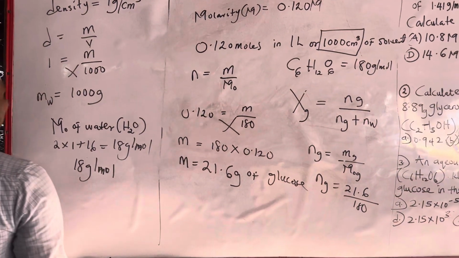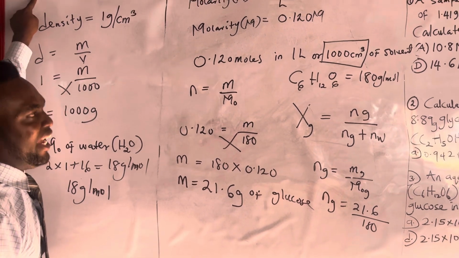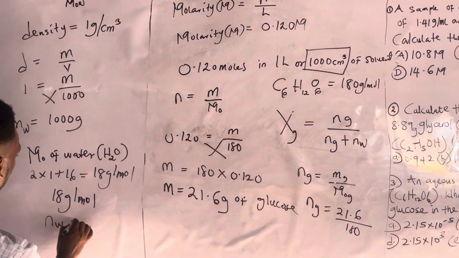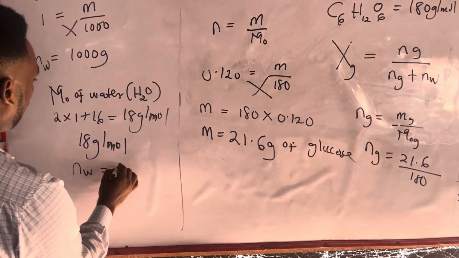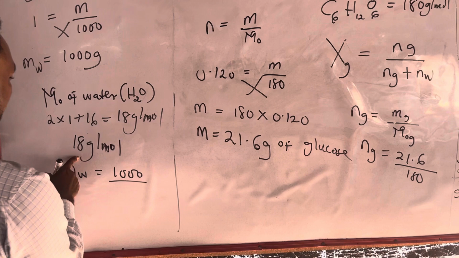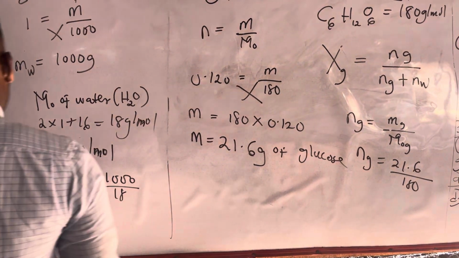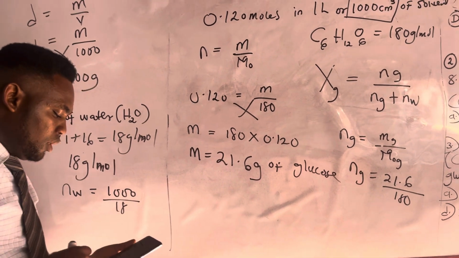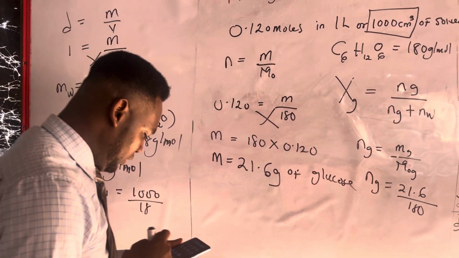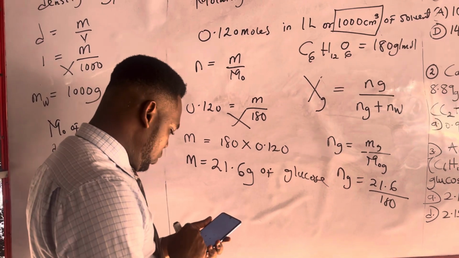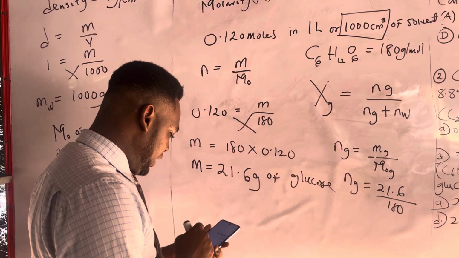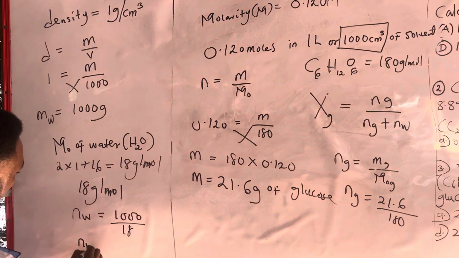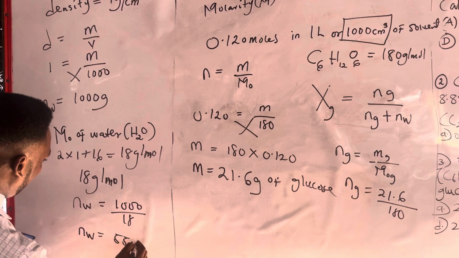Alright? Can I now get the number of moles of water? Yes. How do I do that? I will say number of moles of water equals mass of water, which is 1000, divided by the molar mass of water, which is 18. So 1000 divided by 18, we have it as 55.5. So number of moles of water equals 55.5.